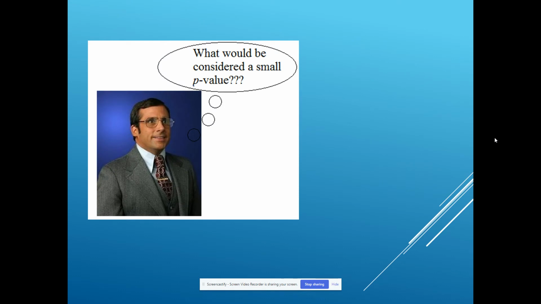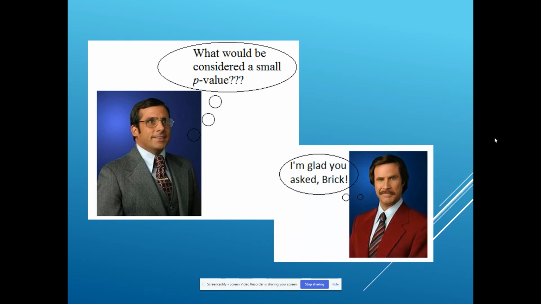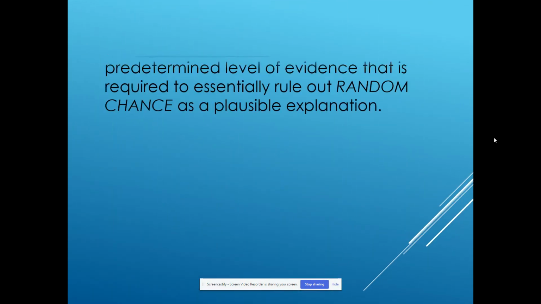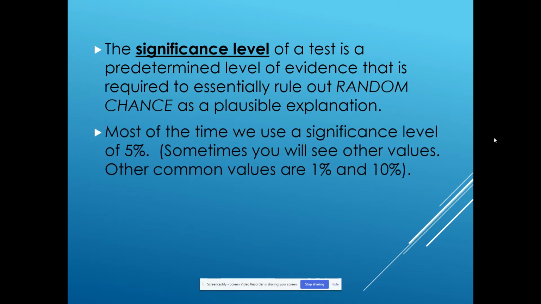So what would be considered a small p-value? I'm glad you asked, Brick. If you remember, we talked about this in chapter 1. The significance level we're looking for is predetermined ahead of time, and for this class, we said we would always use 5%. Now, it is possible to change that up and use different values, such as 1% or 10%, but it's always a predetermined amount.